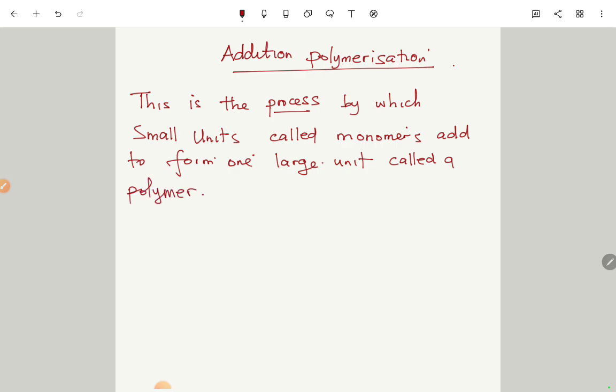Now, you should notice one thing here. During addition polymerization, only one product is formed. And the small units, we call them monomers. When they add, they form a large unit which is known as a polymer.